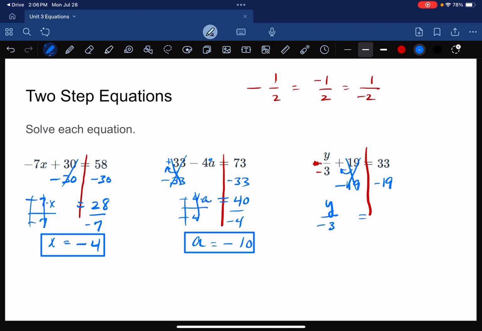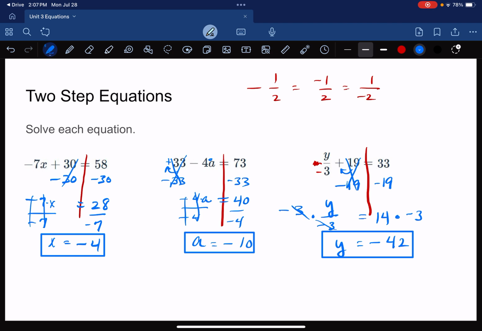33 minus 20 would be 13, so 33 minus 19 would be 14. And then this division can be broken with multiplication. So I'm going to multiply over here. So y equals 14, so positive times a negative is negative, and then 14 times 3 is 42. I believe. Someone check me on that, but I think it's right. Yep.